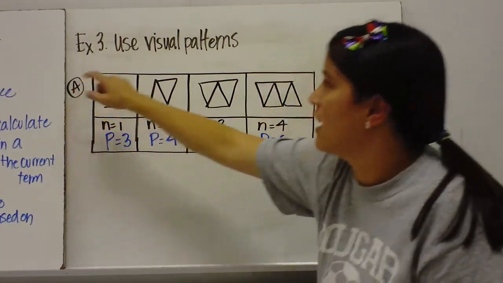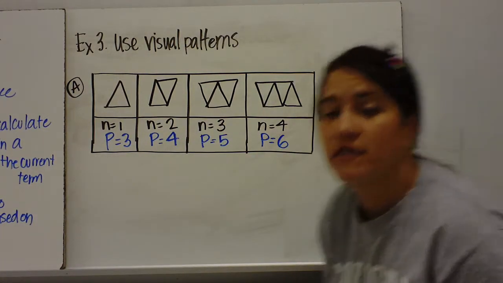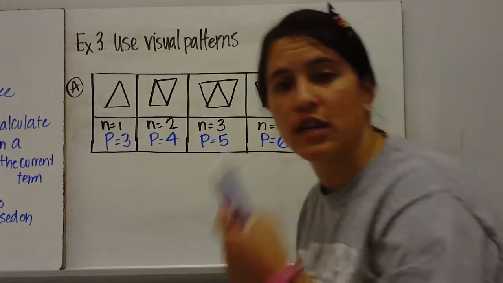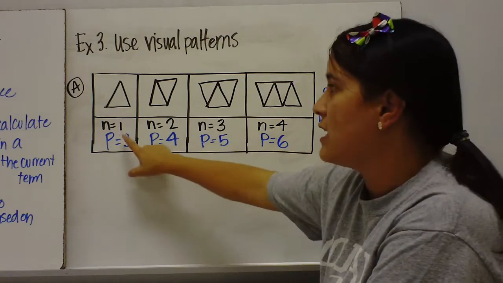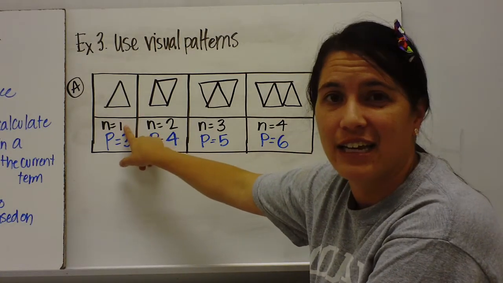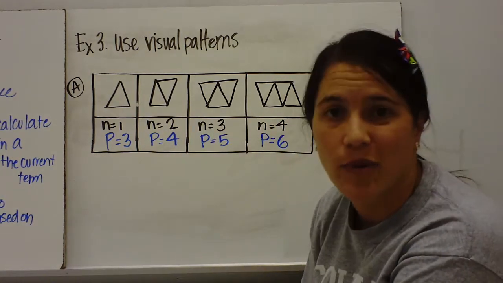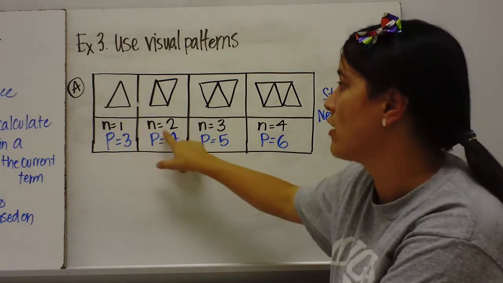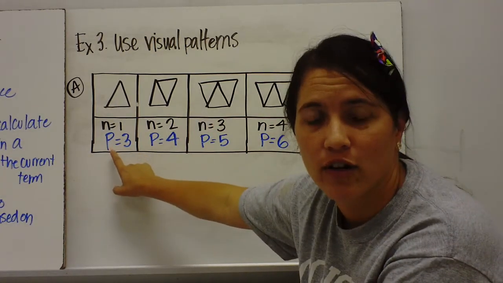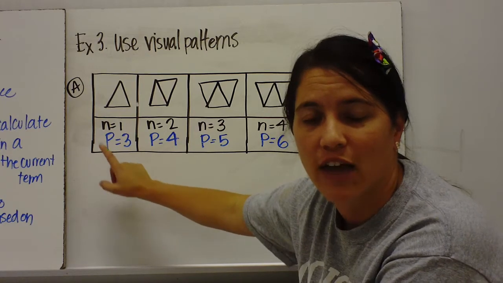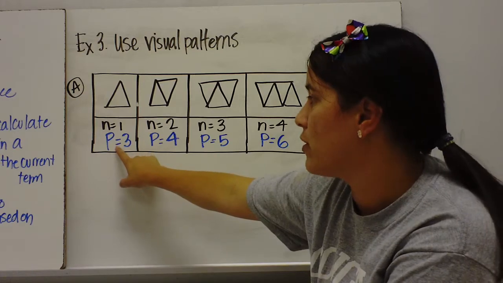All right, so example 3, use visual patterns. I have a visual pattern, not necessarily a numerical sequence, but a visual pattern. Triangles, all right? And the term is the n. N, this is the first term, the second term, the third term, the fourth term. It also represents the number of triangles. 1 triangle, 2 triangles, 3 triangles, 4 triangles. The P stands for perimeter. That is the value that we're looking at. That's what we're going to write a recursive equation from, the perimeter.